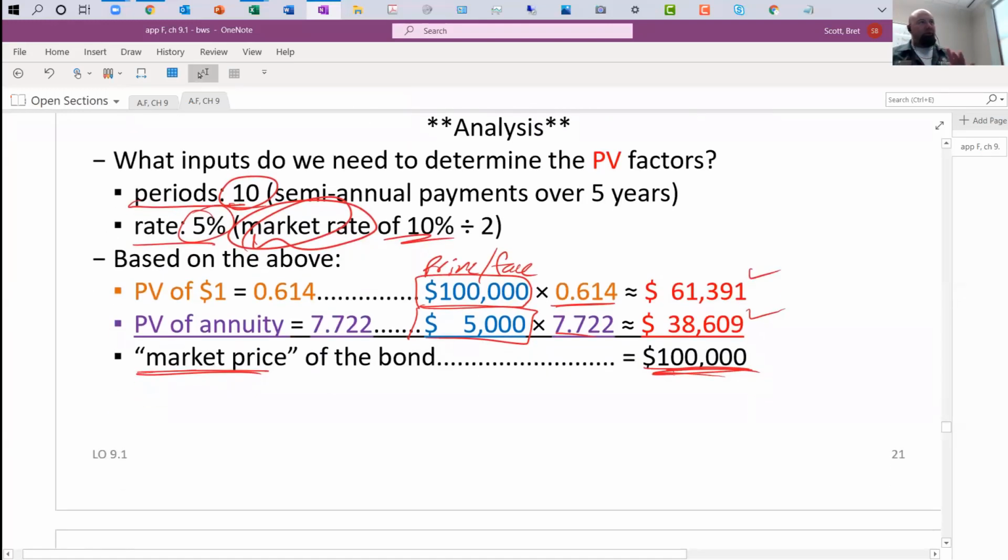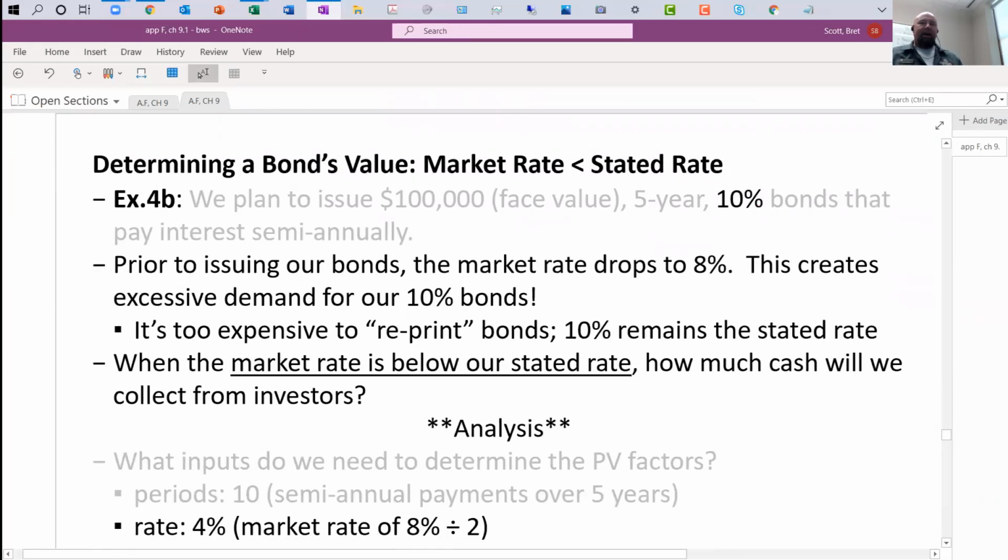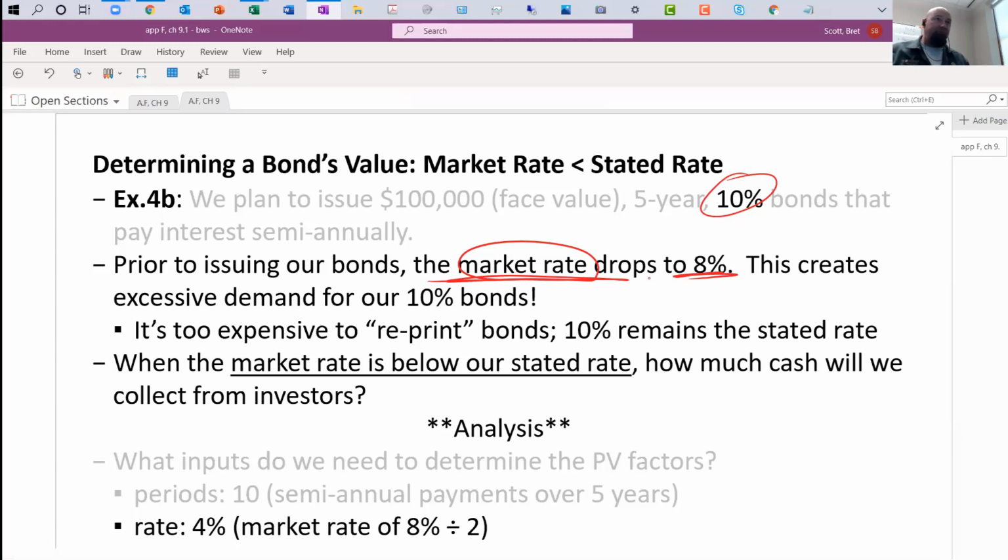Generally, we're pretty close to the stated rate, but let's assume that we stamp these things 10%, but prior to issuing our bonds, there's a drastic market shift, and the market rate now drops to 8%. What that's saying is that investors are only asking for 8% return, and we are legally obligated to pay them 10%, so they love our bonds. We're going to give them 2% more than what they actually want.